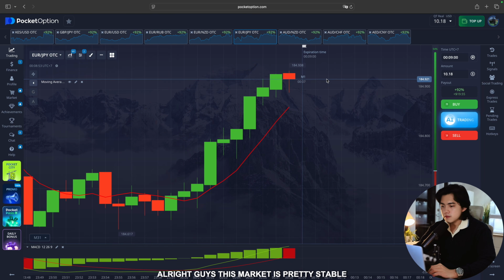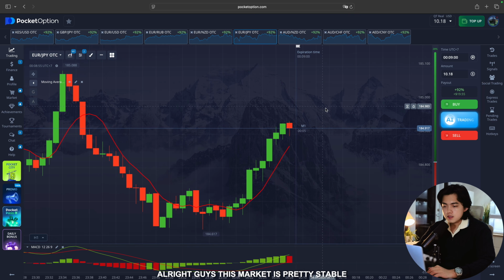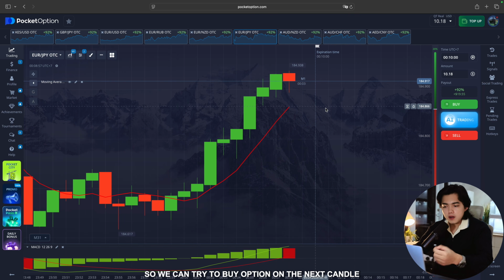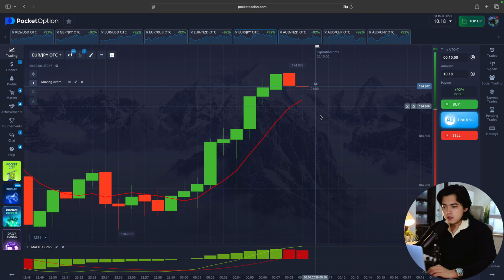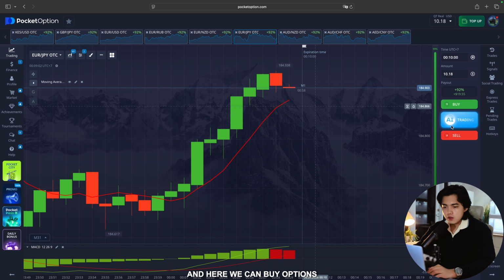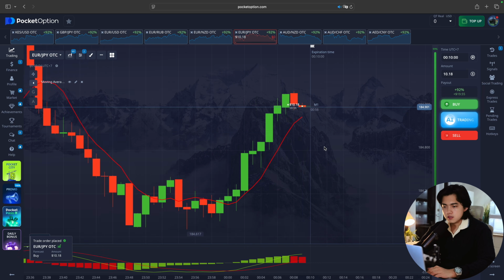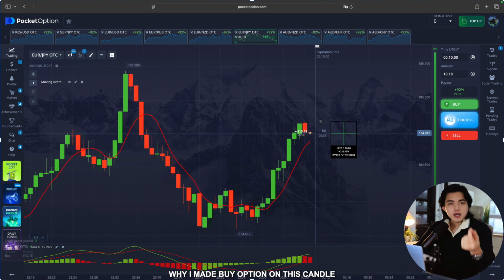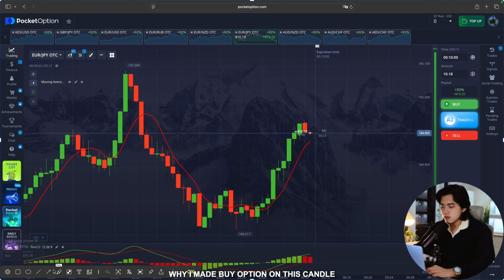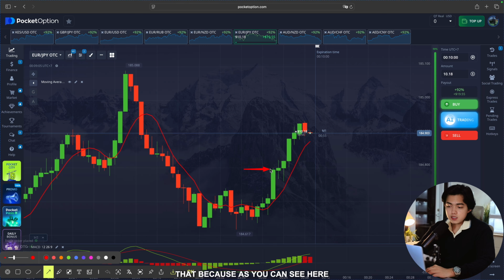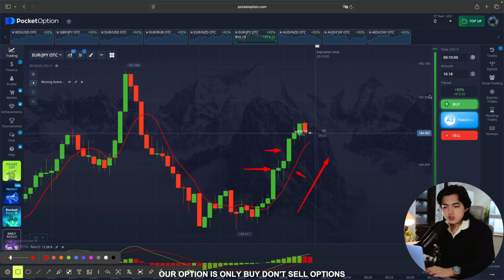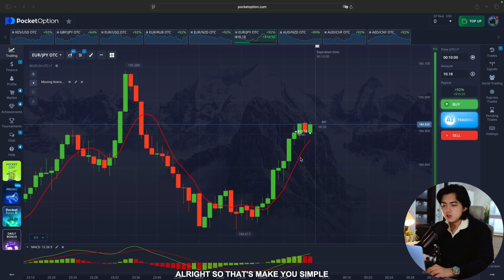Alright guys, this market is pretty stable, so we can try to buy an option on the next candle, and here we can buy options. Why did I buy an option on this candle? Because as you can see here, all of the candles are above the red line, so that means this is an uptrend. If you see an uptrend, our option is only buy, don't sell. Alright, so that makes it simple.